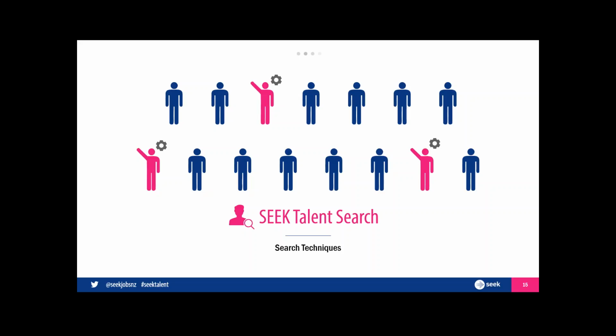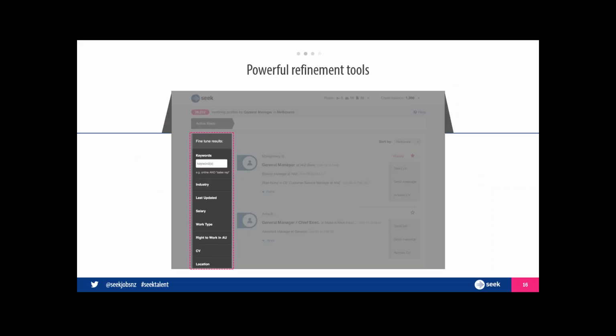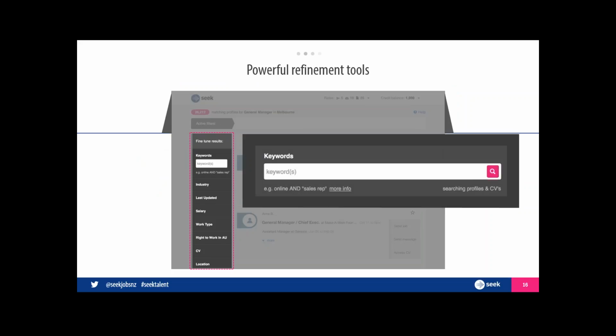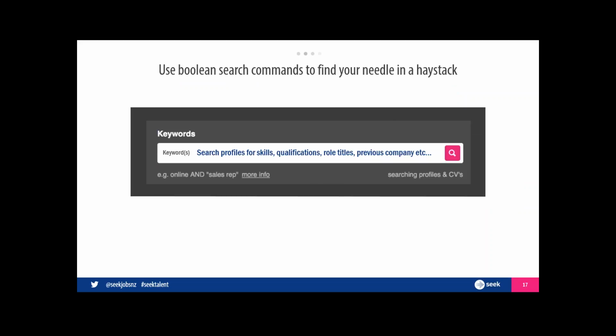And there'll be some overlap with what we've covered there, but I'll give you my take on it. Ultimately, there's a whole bucket load of refinement tools that you can use, but the most powerful refinement tool is the keyword filter. And the reason for that is because you can use Boolean. Now, Boolean style searching methods enable you to search for a string of different things all at once.